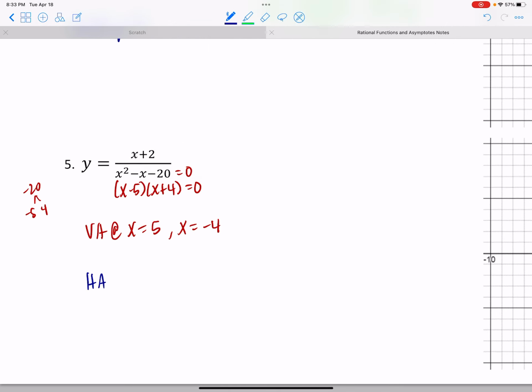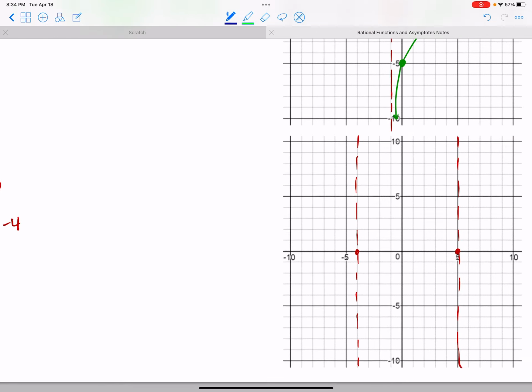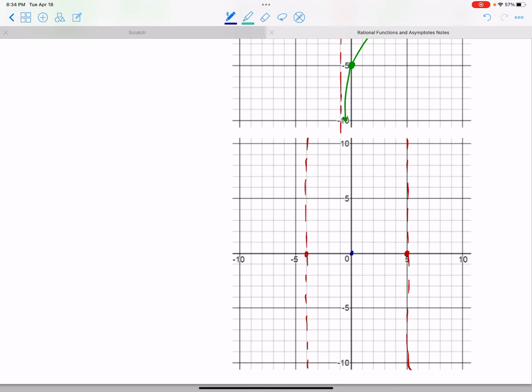If I compare my degrees, the degree of the bottom is 2, the top is 1. That means the bottom's going to grow faster. If the bottom grows faster than the top, then the fraction value is going to approach 0. So the horizontal asymptote, just like the parent, is at y equals 0. So horizontal at the x-axis, right there.